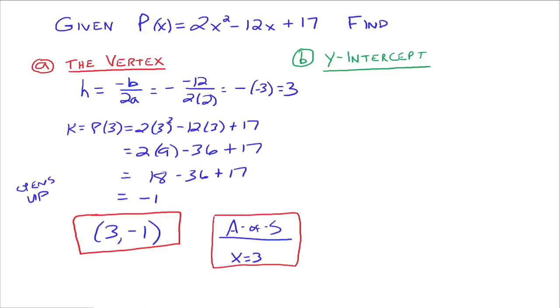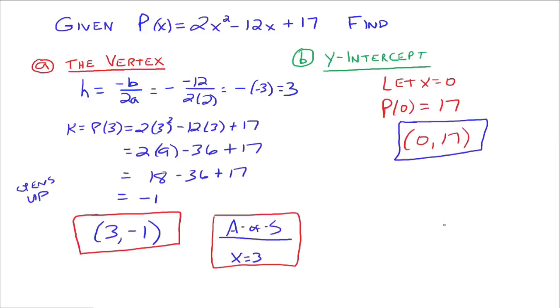Now what about the y-intercept? How do you find the y-intercept? Well, remember you let x equal 0 and then solve for y. So plug 0 in for x up here, and you find that p of 0 is 17. So the y-intercept is 0 comma 17.